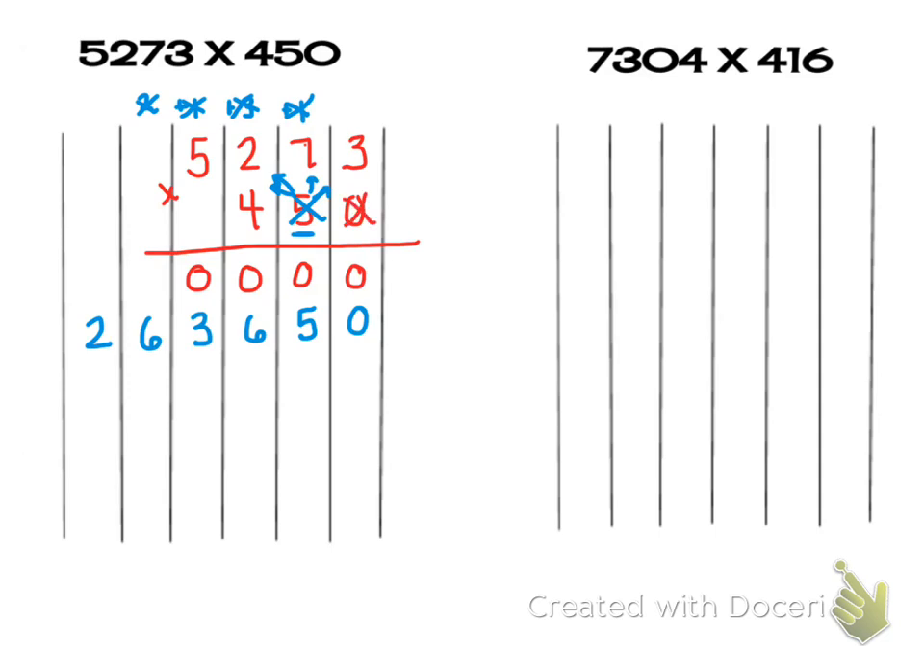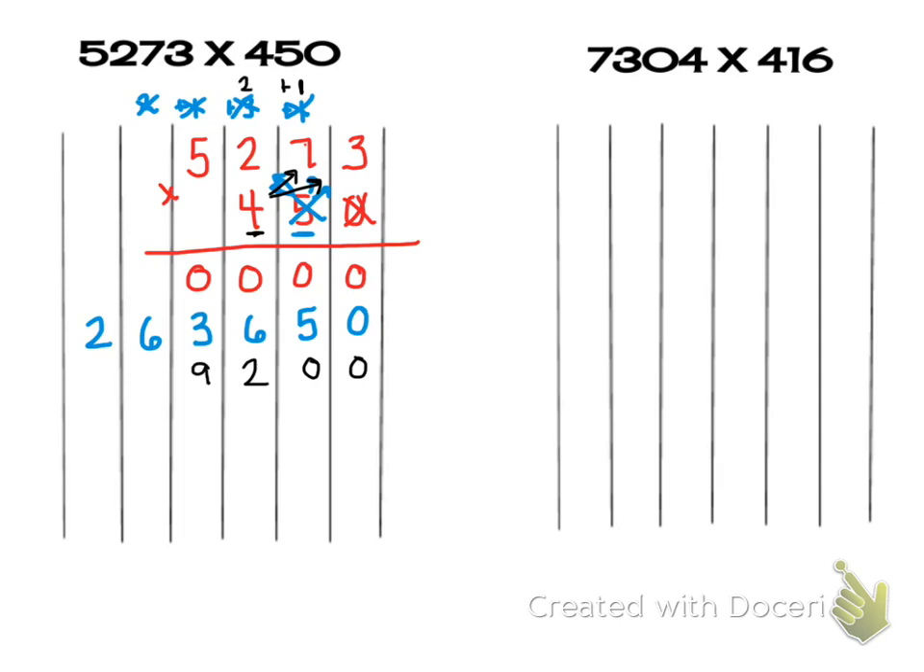Now we're going to move on to multiplying by the 4. Since the 4 is in the hundreds place, I have to add 2 zeros. 5 times 3 is 12. I carry the 1 space over from what I just multiplied by. 4 times 7 is 28, plus the 1 is 29.